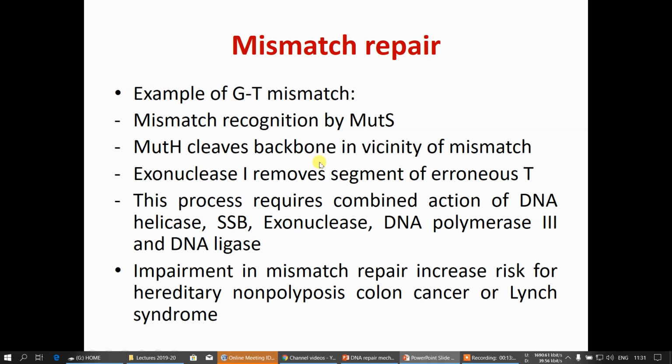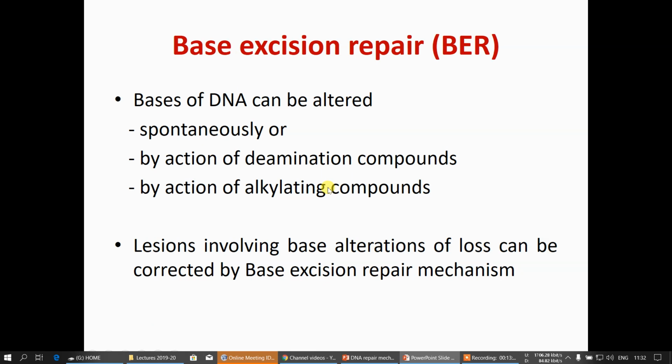If there is any problem in these proteins, and the mismatch cannot be repaired by these proteins, it will lead to permanent remaining of the mismatched base in the DNA, and that can lead to an increased risk of hereditary non-polyposis colonic cancer or Lynch syndrome. In patients with this hereditary non-polyposis colon cancer, it has been found that mismatch cannot be repaired by these proteins. So this was all about mismatch repair.